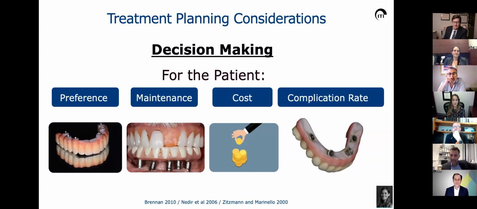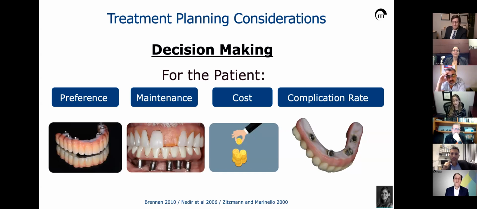However, I think we have all agreed that it's our responsibility to educate the patient, discuss the risk and long-term prognosis of our treatments. And part of this discussion should address the maintenance. We know there are different maintenance protocols based on prosthesis design, material, and opposing arch.